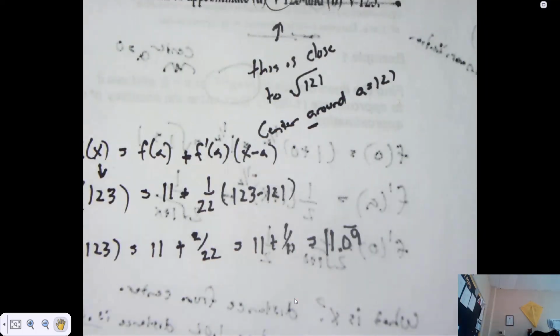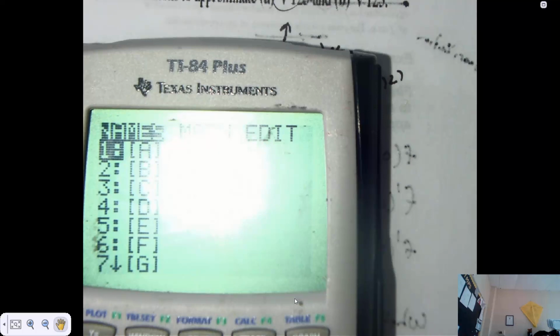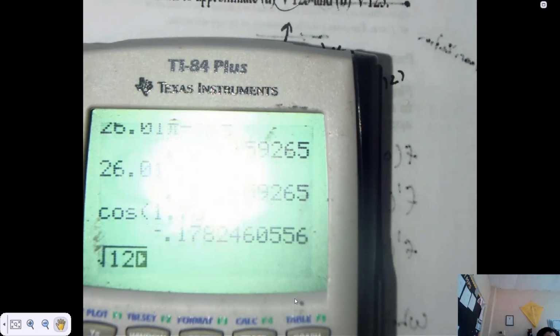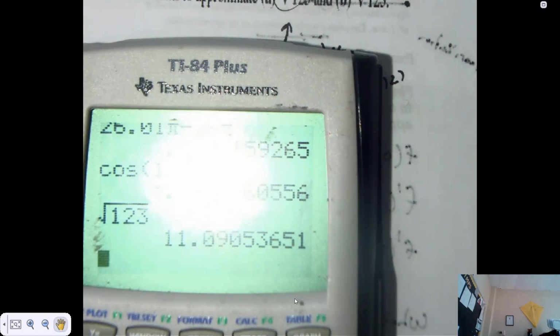Anyways, this is 11.09 for all of eternity. Now, how close is that to the real thing? The actual root of 123 is that. So it's really, really ridiculously close.